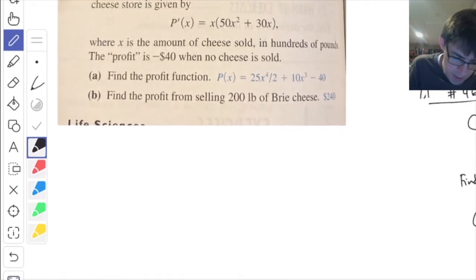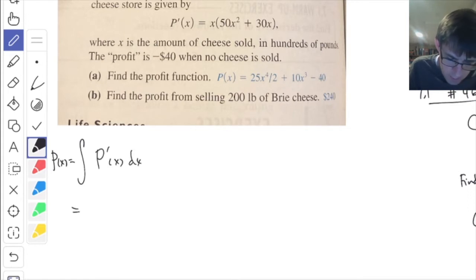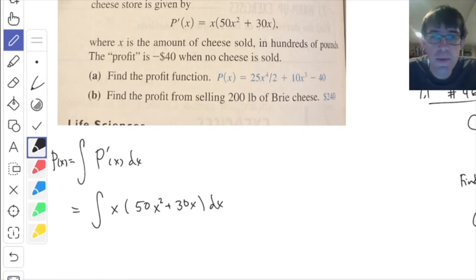We do it in the same way as before. I'm going to do, P of x is the integral of P prime of x, the antiderivative. And the function they told us, x times 50x squared plus 30x, dx, and we have to do this antiderivative using whatever tricks or methods we've already learned. Anybody have a suggestion? How do I do this antiderivative? Someone want to shout out a suggestion? I like shout outs. Distribute the x. Distribute the x. Thank you for the shout out. Yeah, distribute the x here.